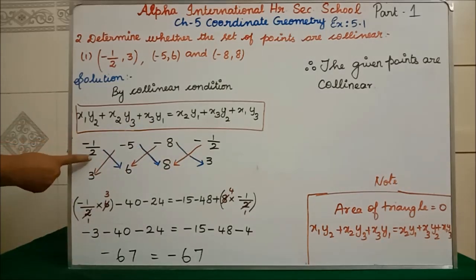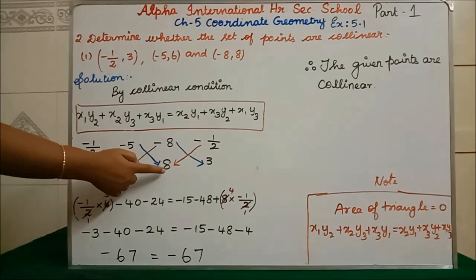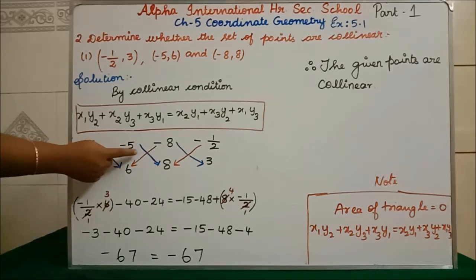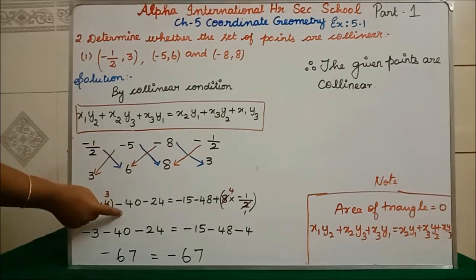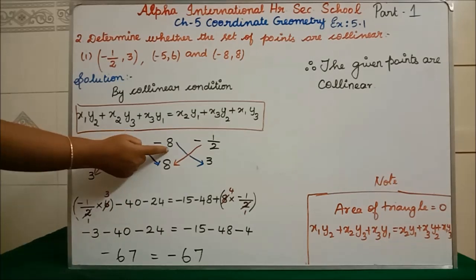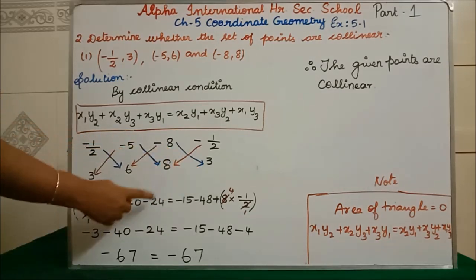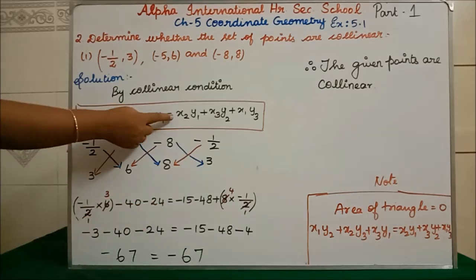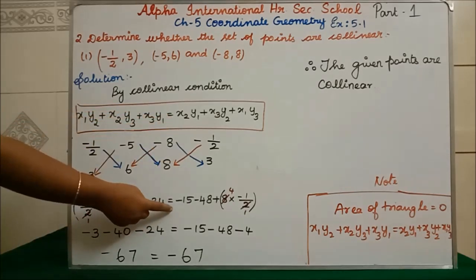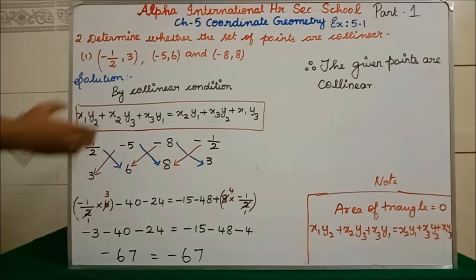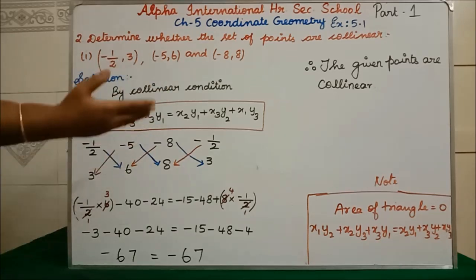See, minus 1 by 2 into 6. Okay, into 6 I have written. Next, minus 5 into 8. 8 5s are 40, and minus is there, so minus 40. Minus 8 into 3. 8 3s are 24. Since we are having minus, minus 24. In between we are having equal to, right? Clear? Next we are going to see the opposite direction.